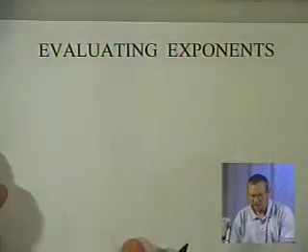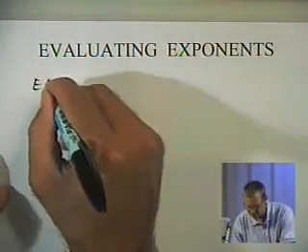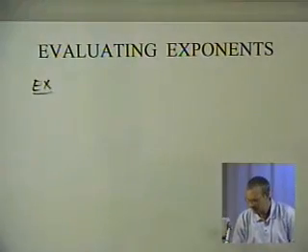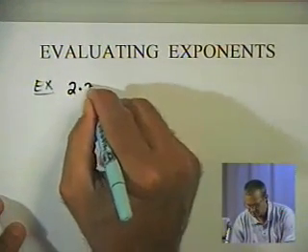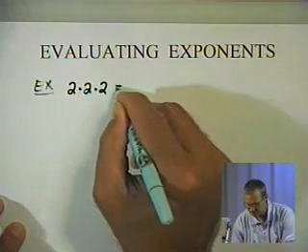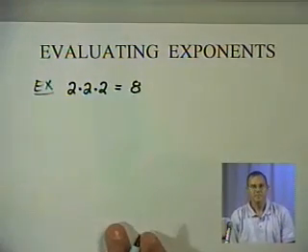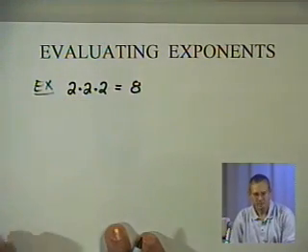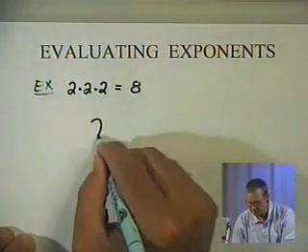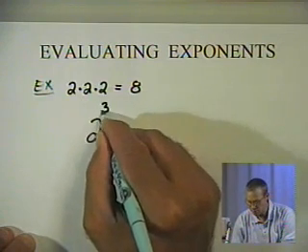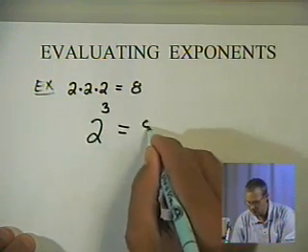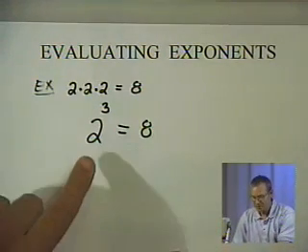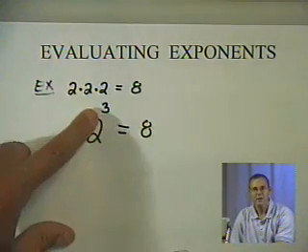In this lecture, we're going to talk about exponents and learn how to evaluate exponents. Let's start off with an example. 2 times 2 times 2 equals 8. What I basically want to do is write 2 times 2 times 2 in shorthand. And the way we do that in mathematics is we say 2 to the third power equals 8. This represents 2 times itself 3 times.